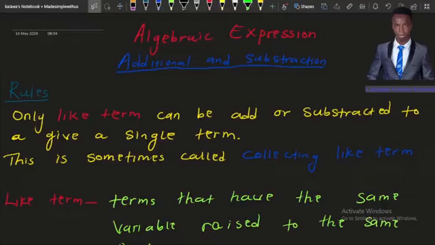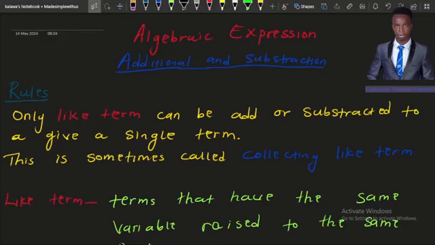We'll still continue on the video with algebraic expression, and today we are going to be dealing with addition and subtraction. So how can we add and subtract algebraic expressions?